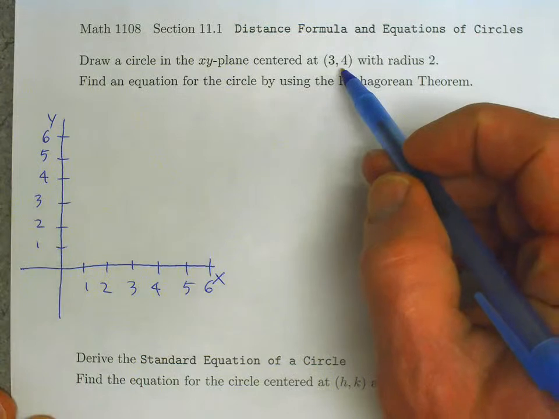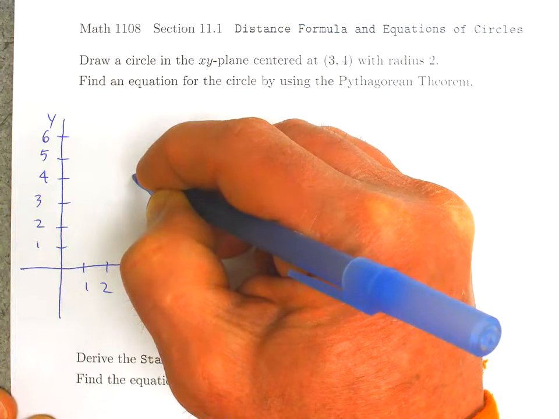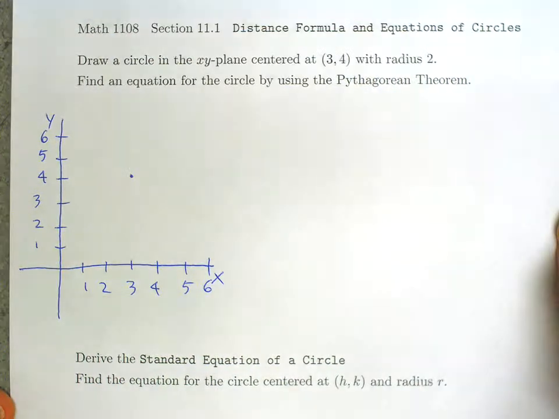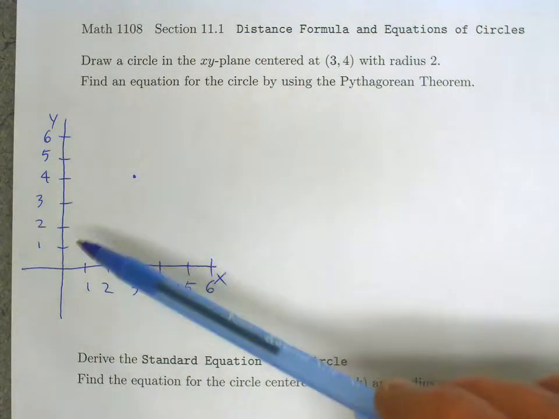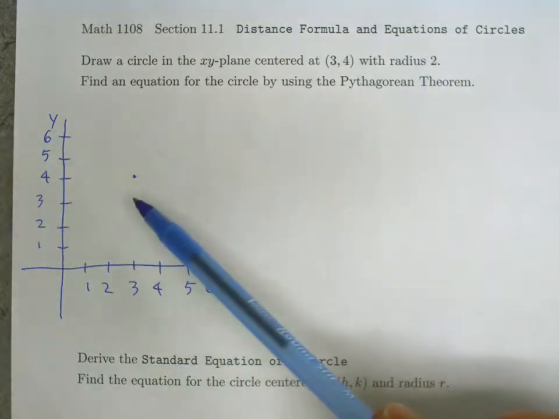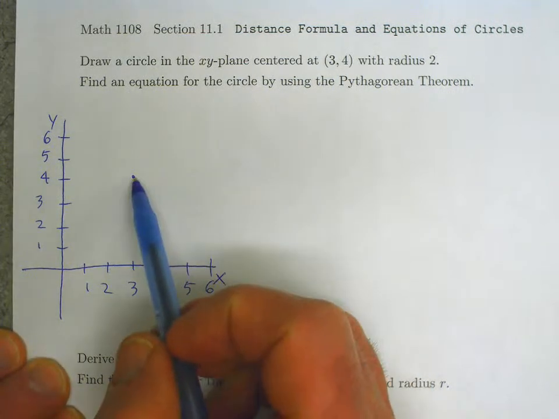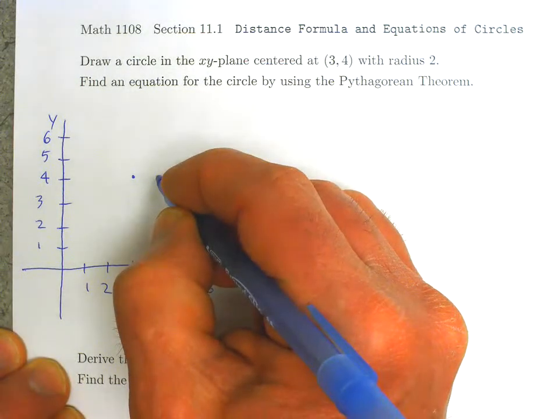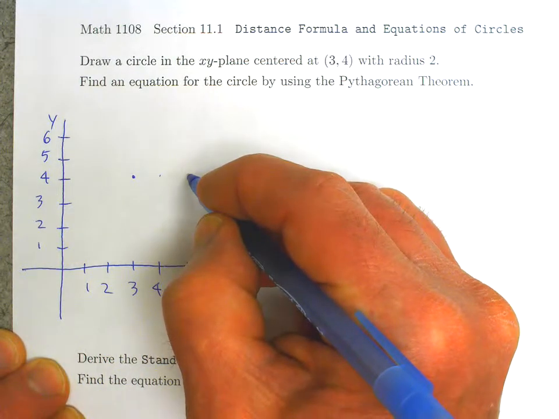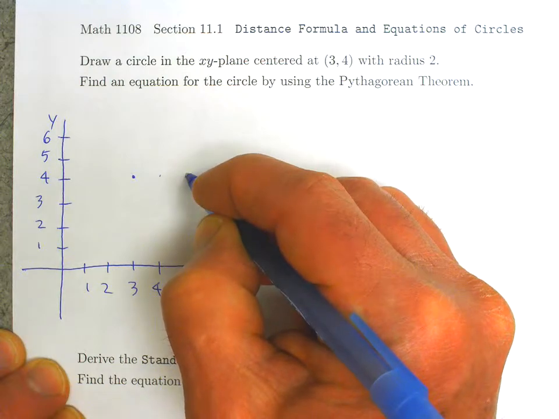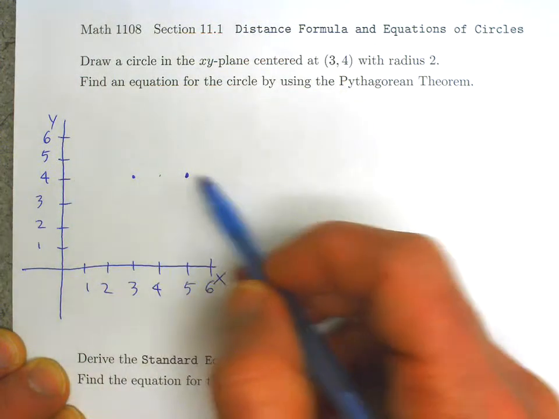Okay, the point (3, 4) is the center of the circle. It's not really part of the circle, but it's the point that is equidistant from every other point, or from all of the points on the circle. Okay, if the radius of the circle is 2, then from the center, every point is a distance of 2. So I'm going to pick 4 points that are on the circle by moving horizontally and vertically.